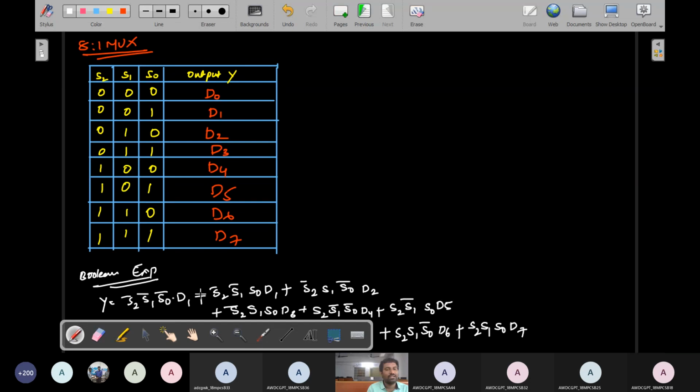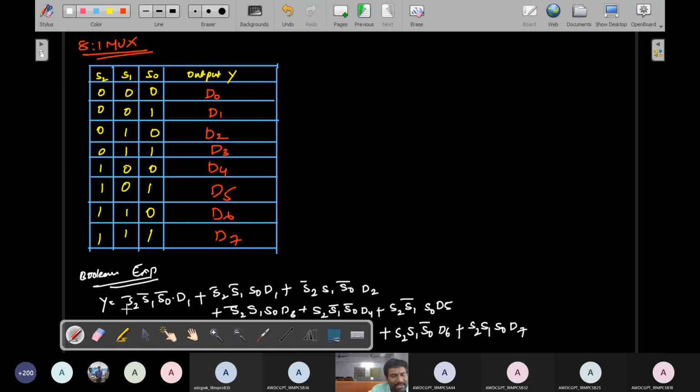So these are the logic symbol expressions. See, if S1 is a data selecting line with value 0, then you have to draw a bar. If it is 1, there is no need to write a bar.